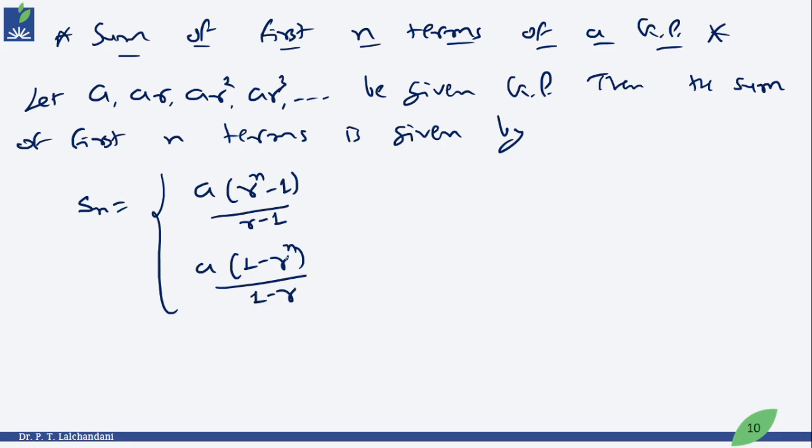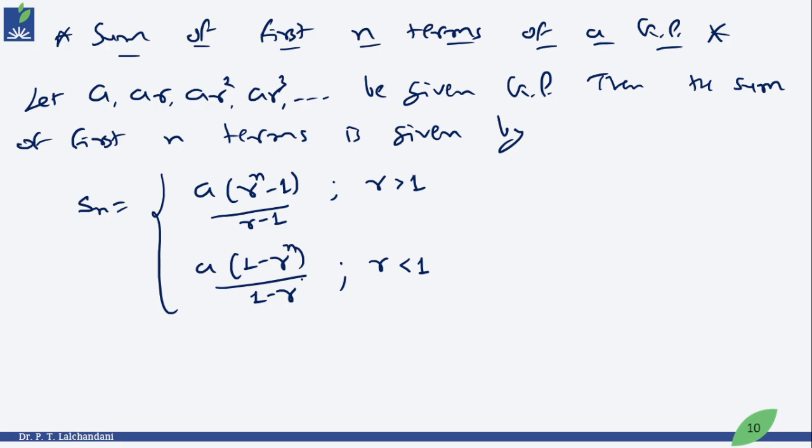Now we are having these two different formulas, so the question is when to use which formula. If the consecutive ratio is greater than 1, then we will use the first formula. If the consecutive ratio is less than 1, we will use the second formula. You can observe that there is a difference in sign only. This is R raised to n minus 1 divided by R minus 1, and this is 1 minus R raised to n divided by 1 minus R. So if R is greater than 1, we will use the first formula; if R is less than 1, we will use the second.